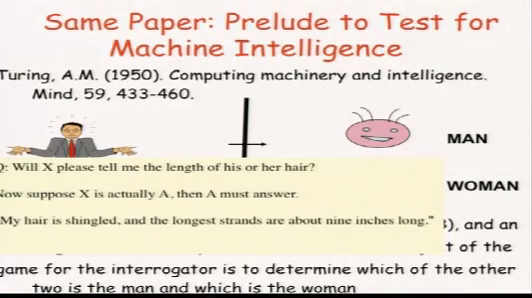And he goes on. After he finishes the man and woman test, then he says, okay, now let's think about machines and try to distinguish machines from men. So I thought that was interesting, he has a very lively writing style. However, going back to math, this was a prelude to tests for machine intelligence in the paper of Turing.